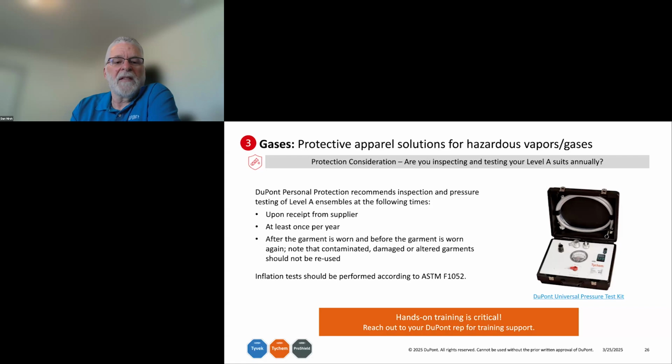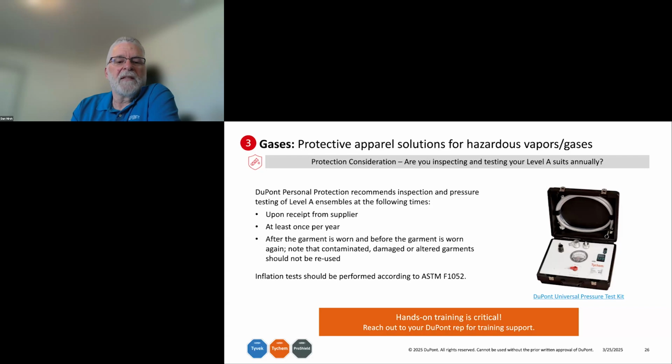And it's important that you test them upon receiving them because we don't know what happens between when it leaves our factory and when it shows up on your door. So to have that confidence of putting one of your workers into an IDLH situation, you need to test it when it first comes in, and then you need to do a yearly test.